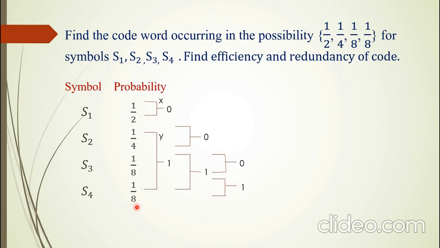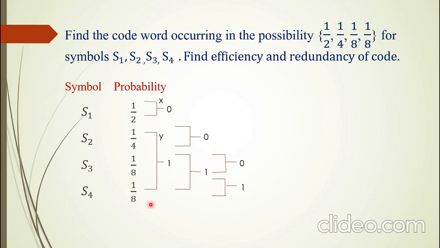So the addition of S2, S3 and S4: 1 by 4 plus 1 by 8 plus 1 by 8. The result is 1 by 2. So the addition of the probabilities of S2, S3 and S4 is 1 by 2.